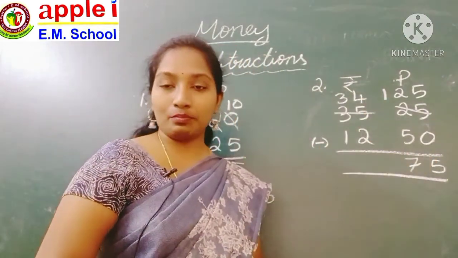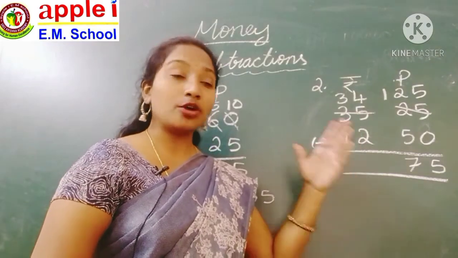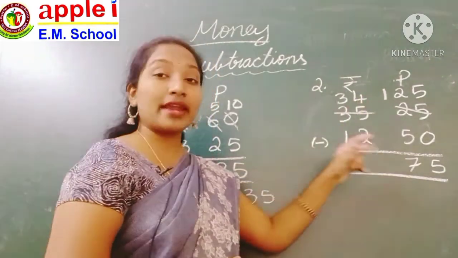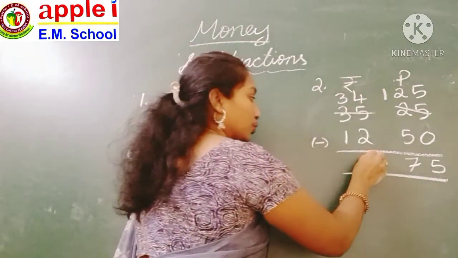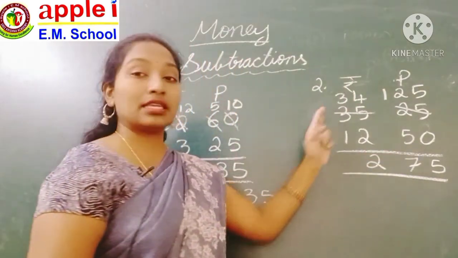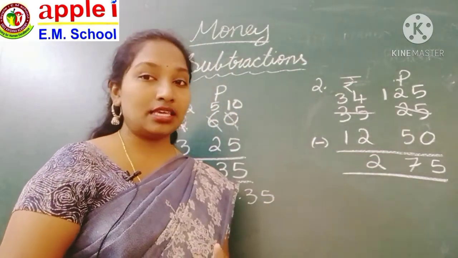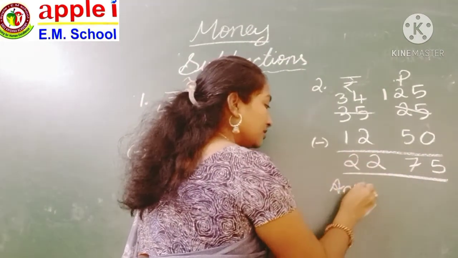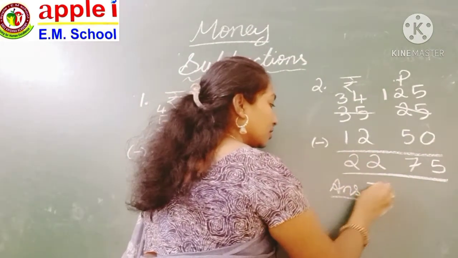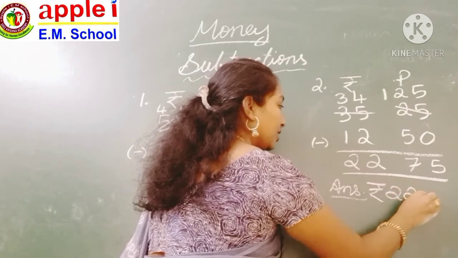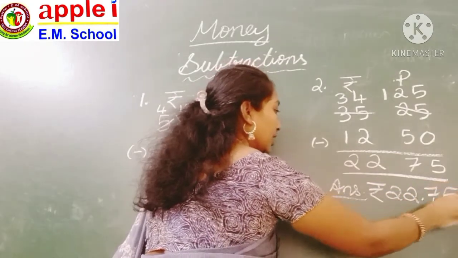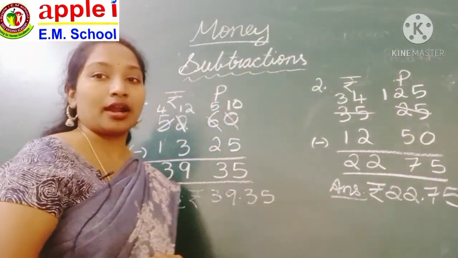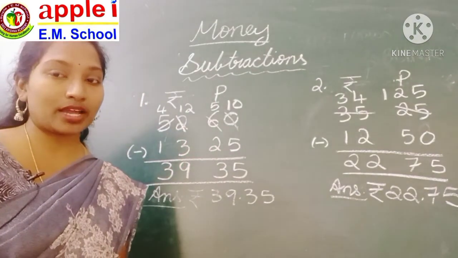Now pies are completed. Now subtract rupees. 4 minus 2 is 2. 3 minus 1 is 2. So what is the answer? 22 rupees 75 pies. Understood, children, how to do the subtraction?